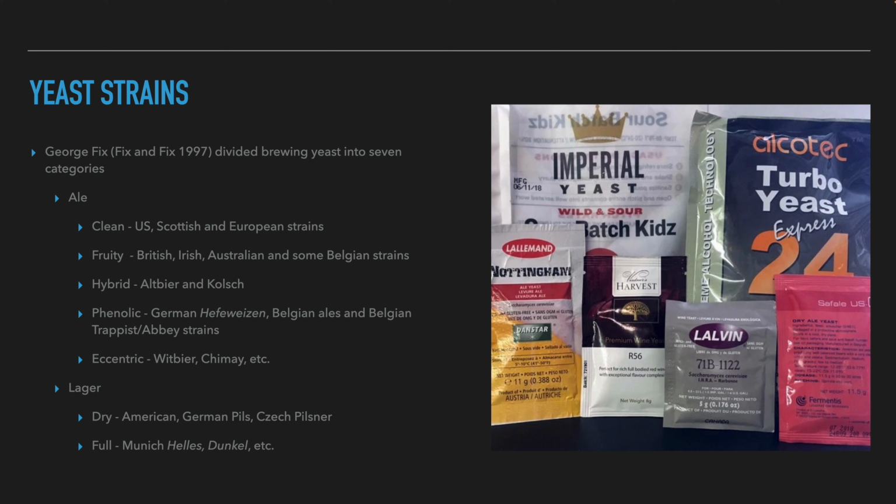In lager yeast, there are two main categories. The first group is the dry lagers, like American lagers, German pils, and Czech lagers. And the second group is full lagers, such as Munich Helles, Dunkel, Schwarzbier, Doppelbock, and more.